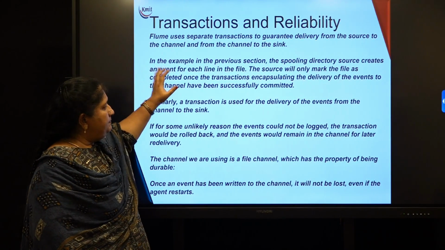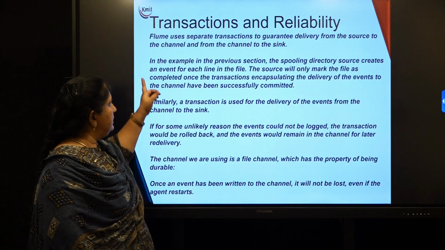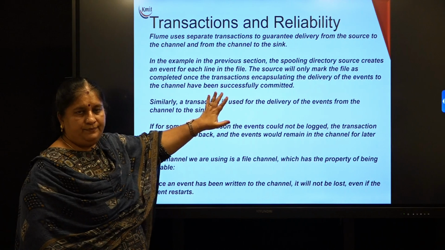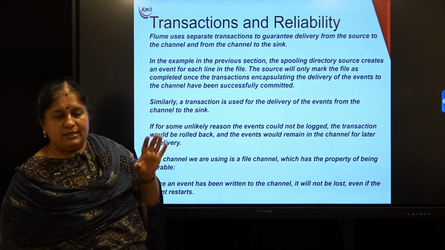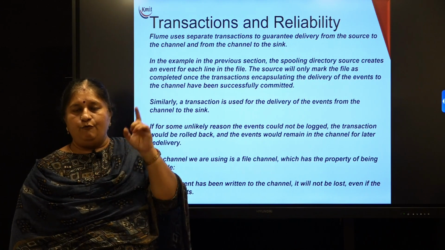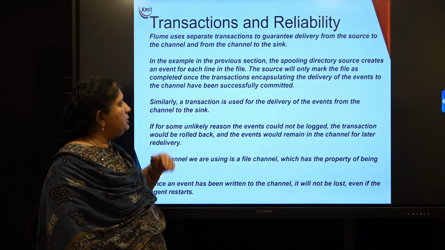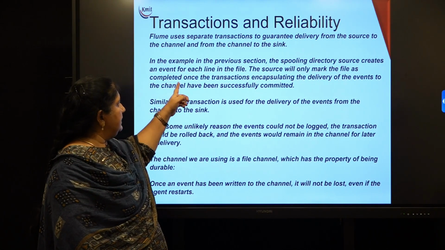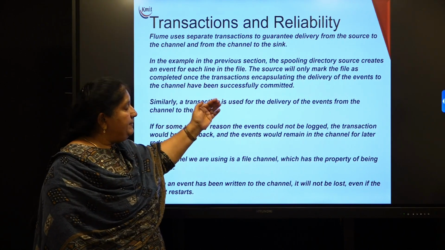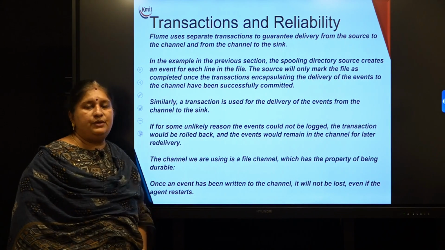Now in the example we used previously, the spooling directory source creates an event for each line in the source. That is one event. Say for example, I have opened a text file and written 10 lines. For every line it will identify one event. The source will only mark the file as completed once the transactions encapsulating the delivery of the events to the channel have been successfully committed.